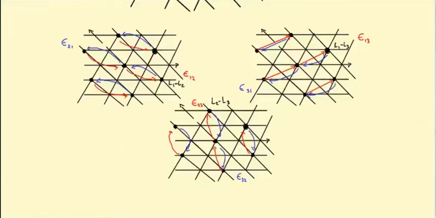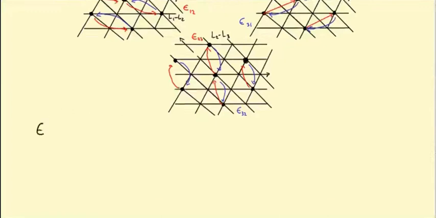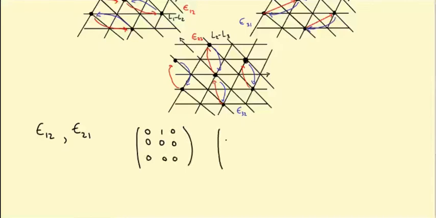So the claim that I want to make is that actually E31, E13 are part of a subalgebra of SL3C, isomorphic to SL2C. So let's do E12 and E21 first. So what is E12 and E21? Well, E12 has a 1 in position 1, 2, so it's this matrix. E21 has a 1 down here, just below the diagonal.